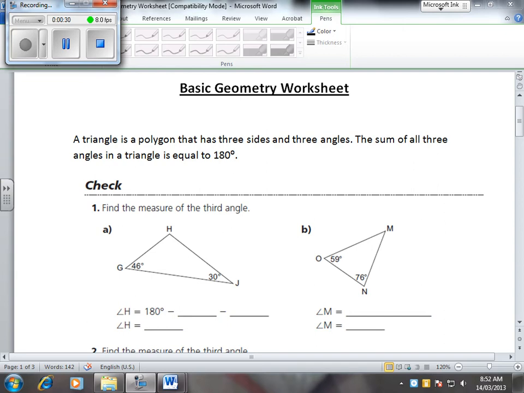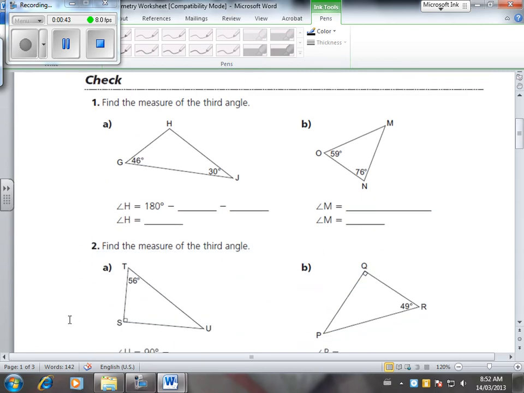So the main assumption is that a triangle is a polygon with 3 sides and 3 angles, and all of those angles have to equal 180 degrees. Okay, so work through this worksheet. The key will be posted.